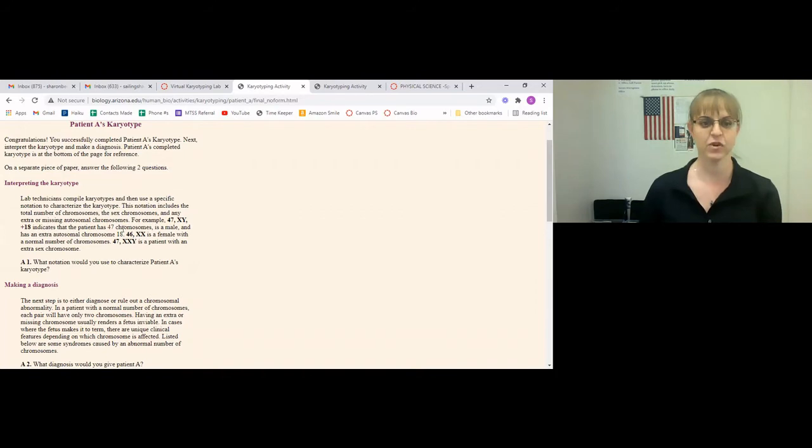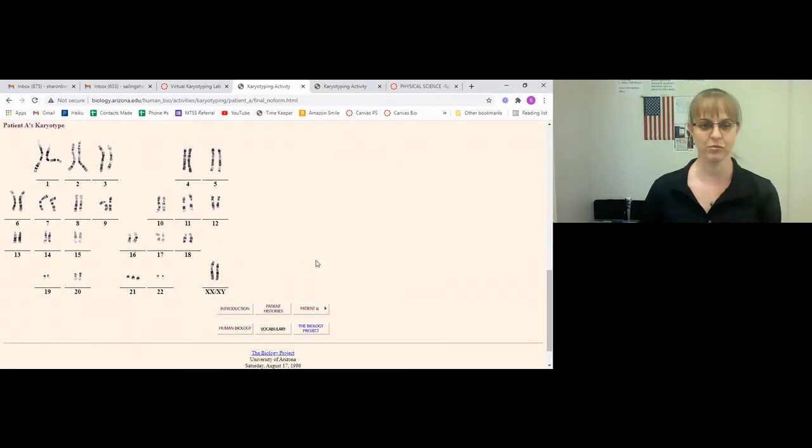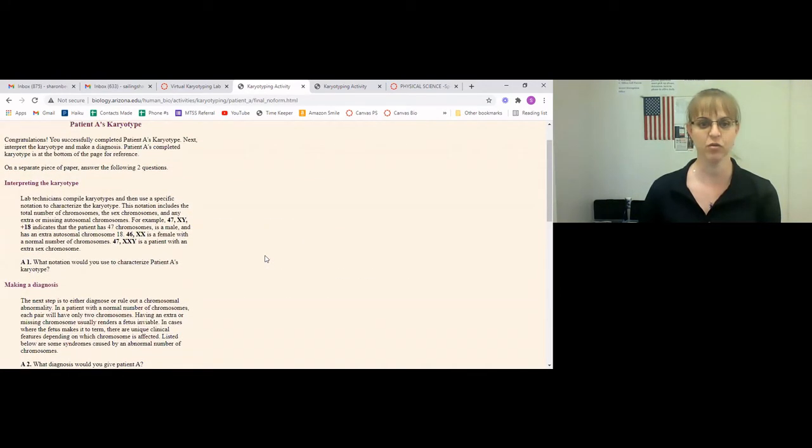All right, 47 chromosomes is the total. Scroll back down. How many total chromosomes do we have? Well, let's see, 23 times 2 is 46, plus 1 extra is 47. So we will write 47, comma. Then XY tells you if it's a male, or XX would be a female.